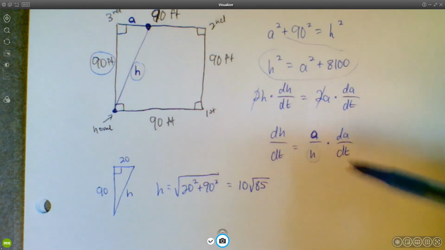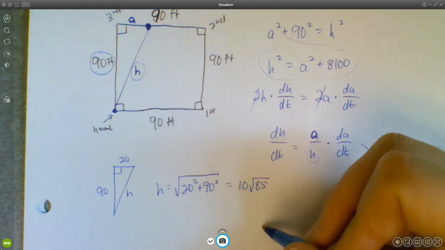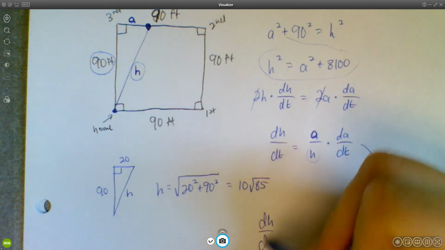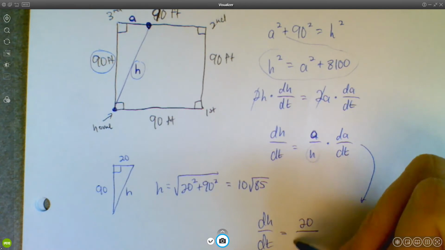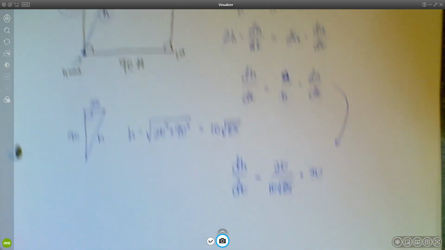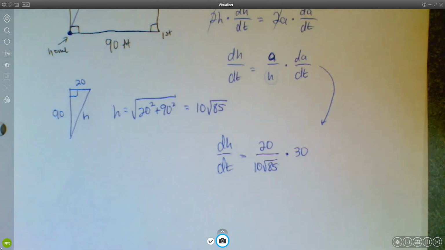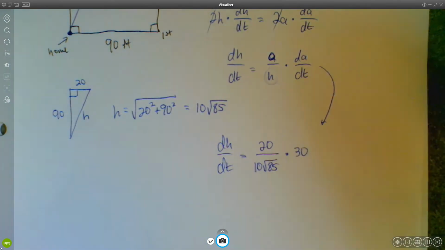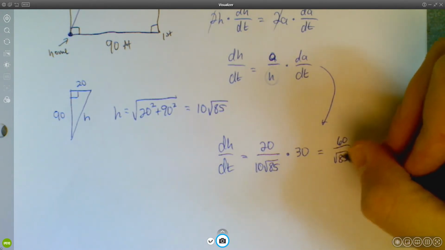Okay, so coming back and plugging that in up here. So what we have then is dH/dt is a, 20, over h, 10 root 85, times dA/dt, 30. Okay? And that's that. I mean, 20 times 30 is 600. 600 divided by 10 is 60. So we can call this 60 over square root of 85.